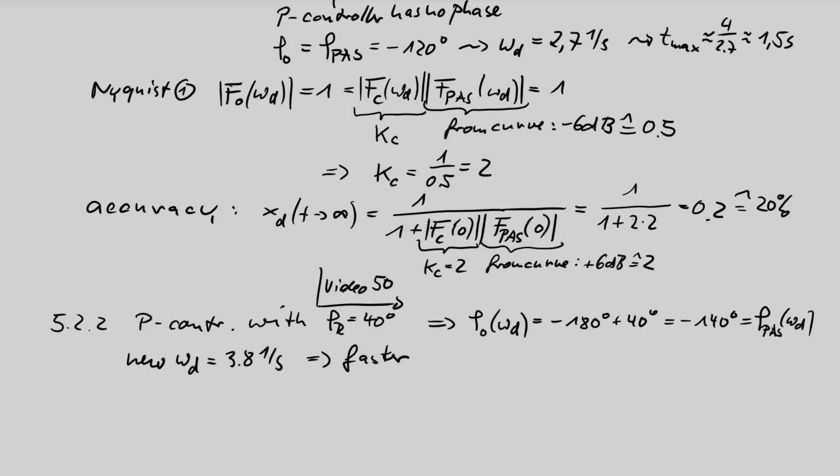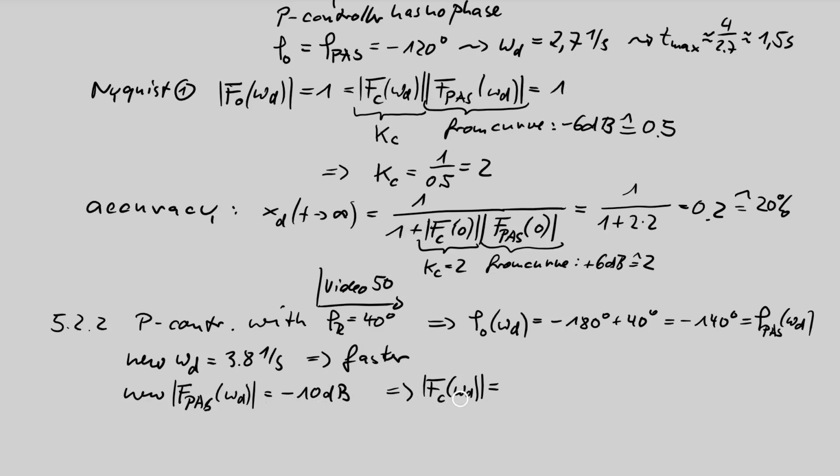In my note, we can say the new process magnitude at omega d is minus 10 dB. So we can say the controller magnitude at omega d now is, the sum must be 0 dB. Now I make the calculation, this is done here with factors.